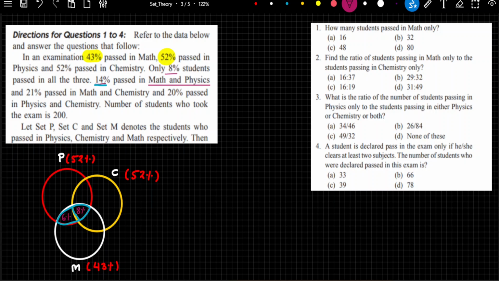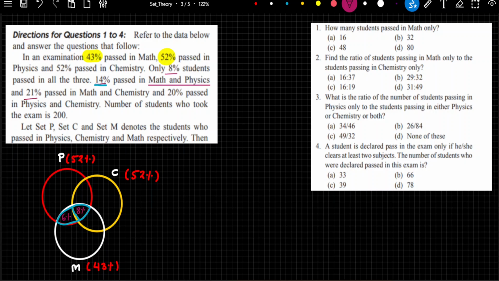I hope I'm making some sense. So if somebody asks you what is 6% here, you will say the 6% are the number of students who only passed in physics and mathematics. Or I could also say the same thing as the percentage number of students who passed in physics and maths but not in chemistry. Understood? So let's read the other data.